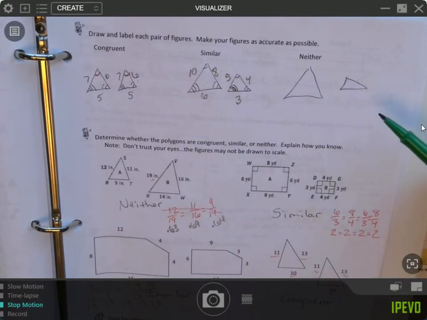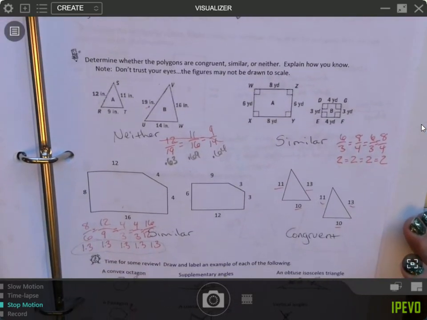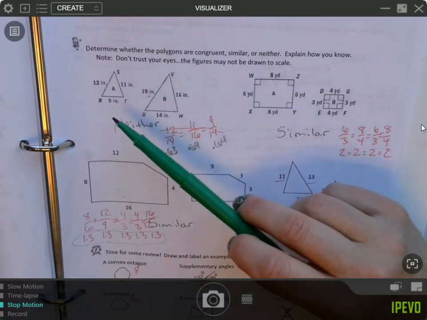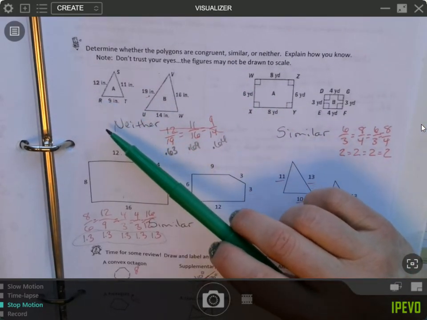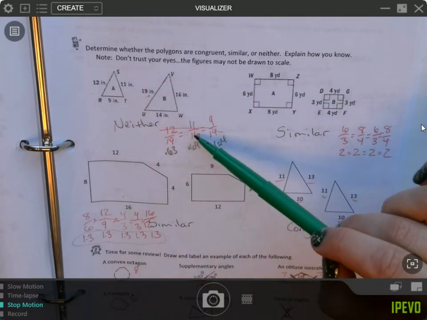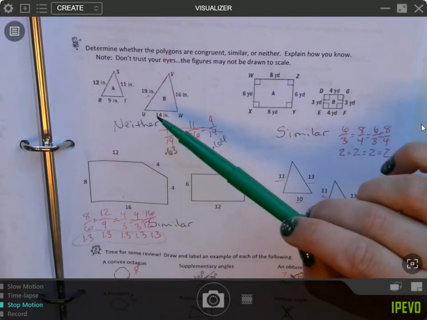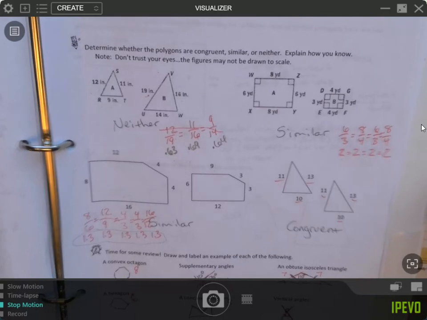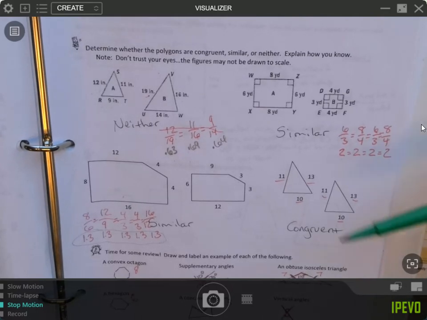Any other questions on doing your similar polygons? Okay. All right. Determine whether they're congruent, similar, or neither. Explain how you know. Remember, we can't just use our eyes and say it looks the same, or it looks proportionate. For this first one, 12 divided by 19 was 0.63. 11 divided by 16 was 0.69. 9 divided by 14 was 0.64. So it's neither, because we didn't get that same answer each time we divided.